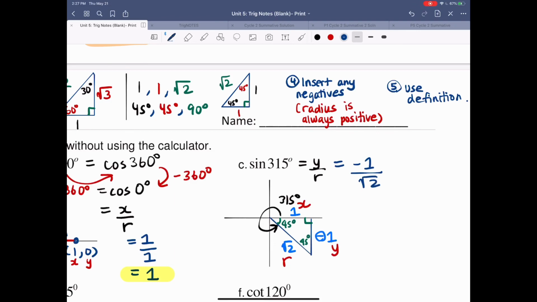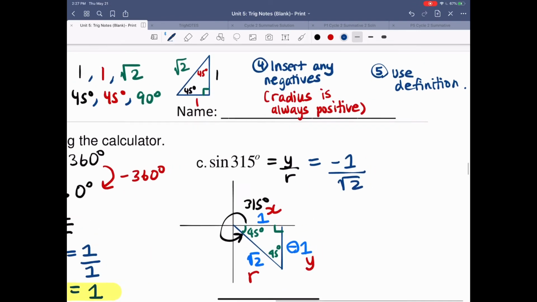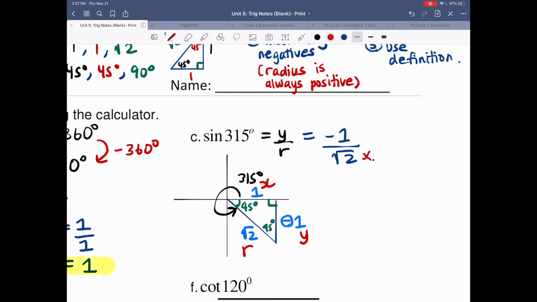Am I done at this point? I still need to rationalize, so I'm going to multiply that by square root 2, the numerator by square root 2, and I'm going to get negative square root 2 divided by 2. And that is my final answer for sine 315 degrees in exact form.